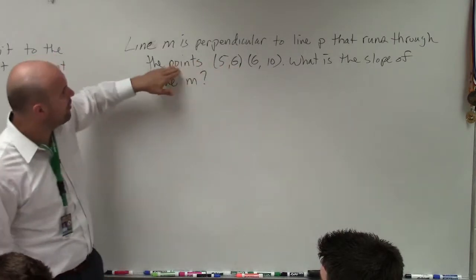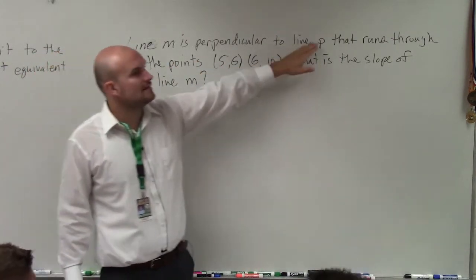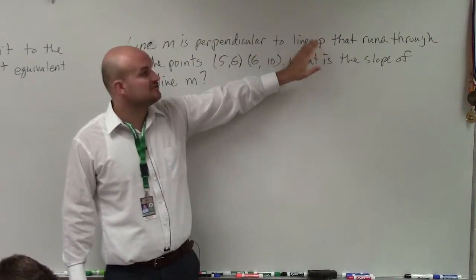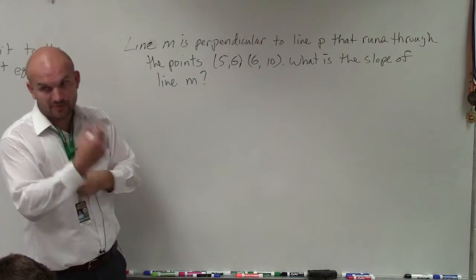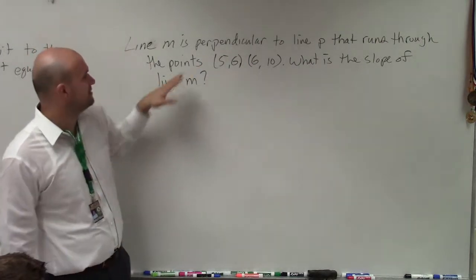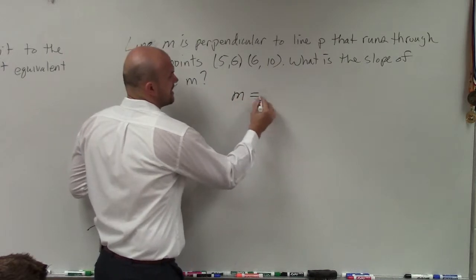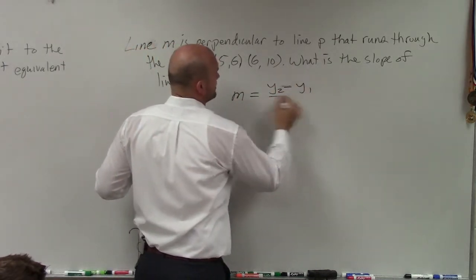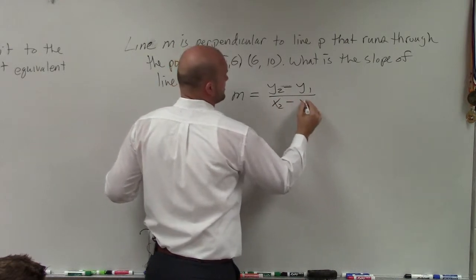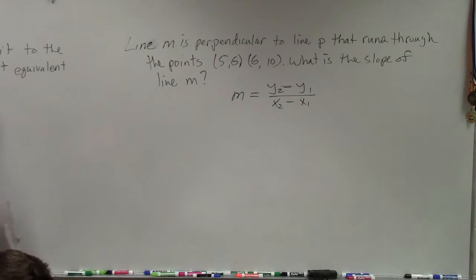So the points (5, 6) and (6, 10) are for line P. What we need to do is first determine the slope for that, then reciprocate it and use the opposite to find the slope for M. The slope formula, if you remember, is m equals y2 minus y1 divided by x2 minus x1. So then we need to determine what is x1, y1, x2, y2.